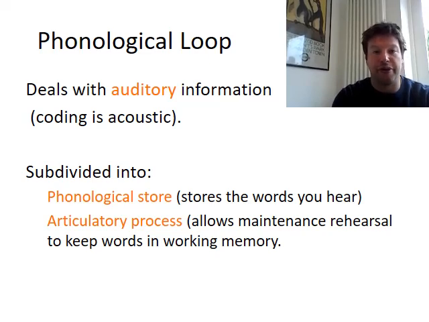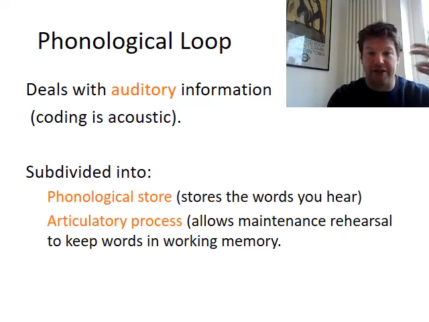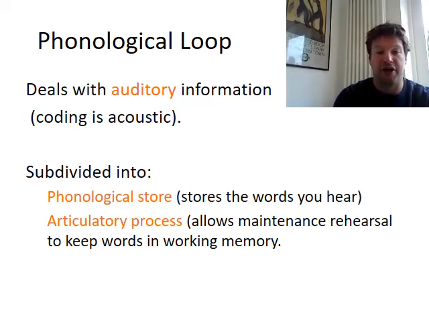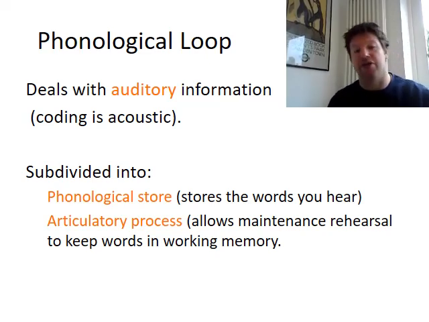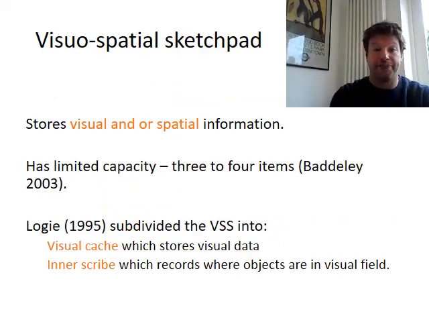Okay, the phonological loop deals with auditory information, so sound. It's about acoustic information, when you're saying something internally in your head. The phonological store stores the words you hear, and the articulatory process allows maintenance rehearsal to keep words in the working memory. So all you need here is what it deals with. Its coding is acoustic. It's divided into those 2 bits: the phonological store, so words that you hear, and the articulatory process, which allows you to rehearse those words in your head.